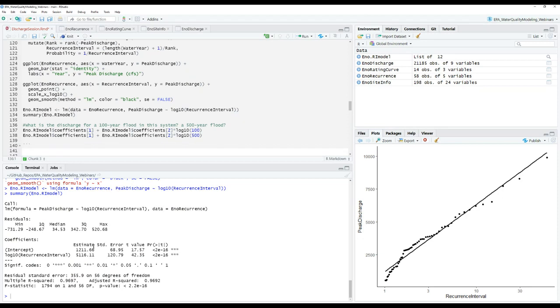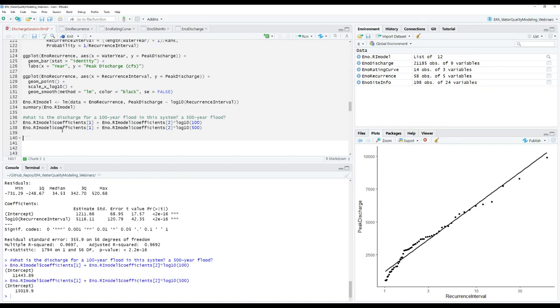From there, you can look at the coefficients of your regression line and say, okay, what if I wanted to compute the discharge for a 100-year flood or a 500-year flood in the Eno River? You could compute that using these two lines of code from that given linear regression. Again, these recurrence intervals might look different for your systems. This is just an example of a way that you could think about developing estimates for a flood of a given magnitude, particularly if your data aren't actually getting up to that 100-year flood probability with the observed data.